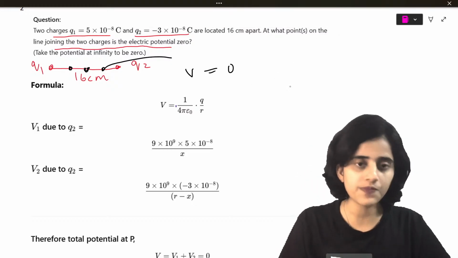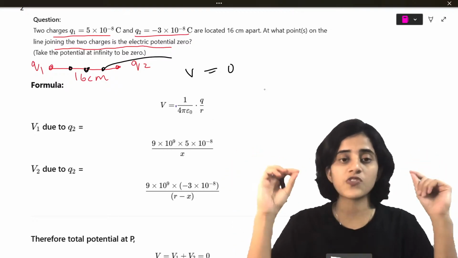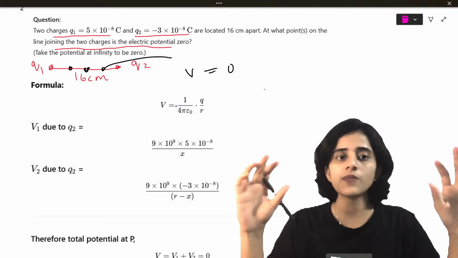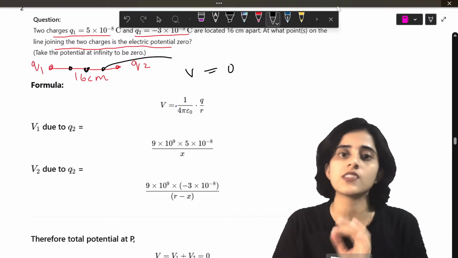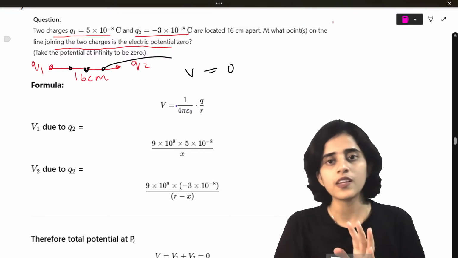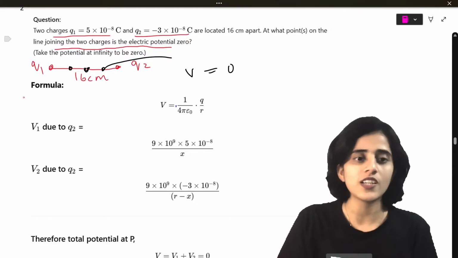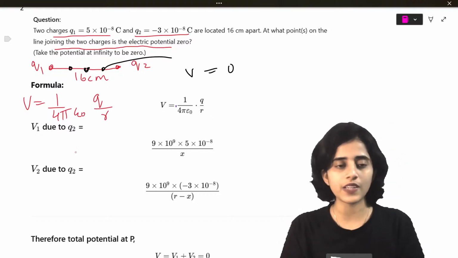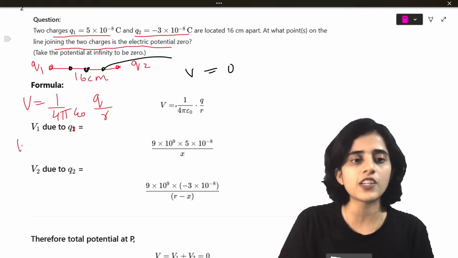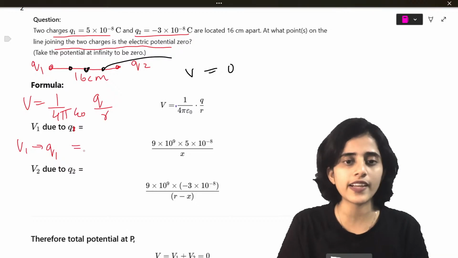Do you understand? There are two charges. These charges are separated by a distance of 16 centimeters. At some points in between these charges, the potential is 0. Find out those points. So, obviously, to find out where potential is 0, you need the formula for potential. So, step 1, formula for potential, 1 by 4 pi epsilon naught Q by R. Now, I will find out the potential V1 because of Q1. How much will that be?